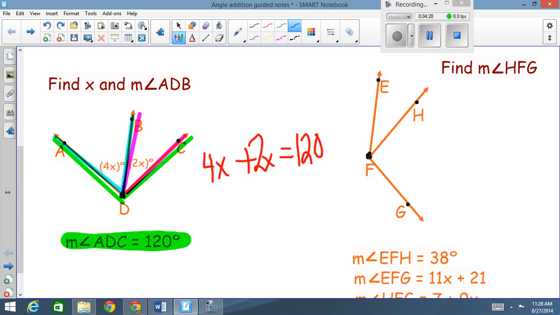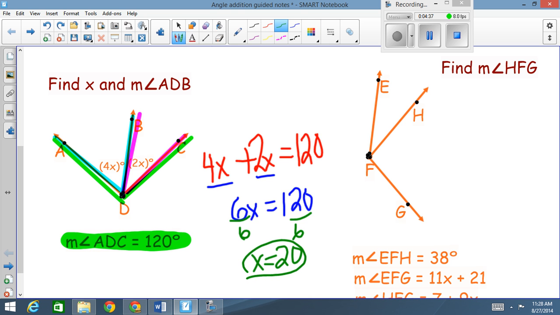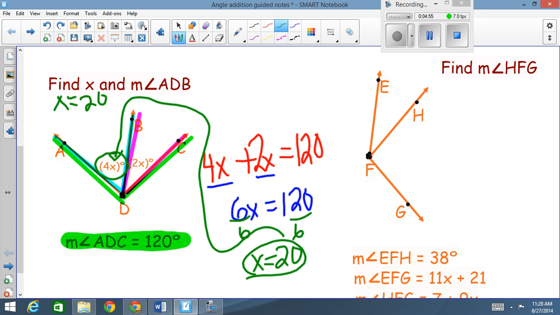Now, one thing some of you struggled with on the first quiz: if you have like terms on the same side of the equal sign, we can simply combine them. 2x's plus 4x's is 6x's. We divide both sides by 6, and x is equal to 20. So I have found x. X is equal to 20. I still need to find the measure of angle ADB. So ADB is right here, right? Start at A, go through D, finish at B. I'm going to take 20 and plug it in right there. 4x becomes 4 times 20, which is 80 degrees.